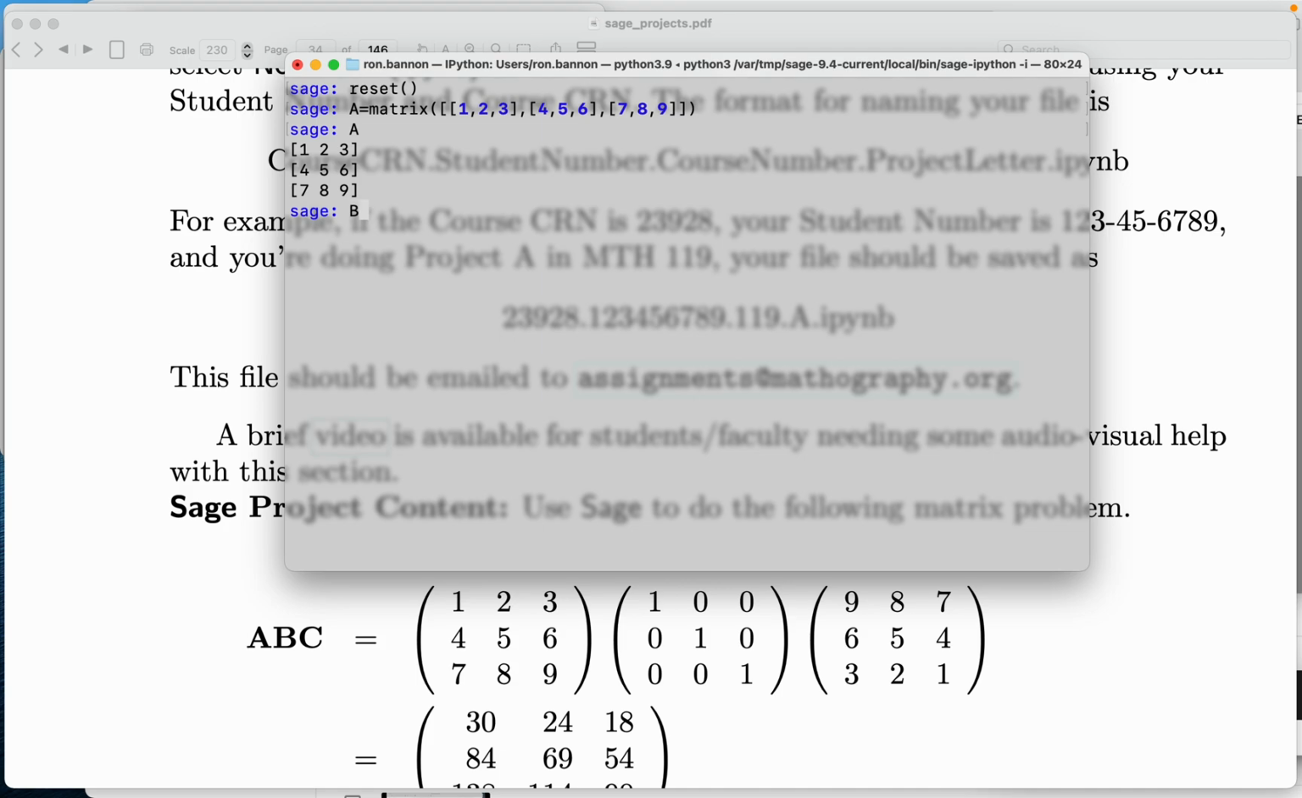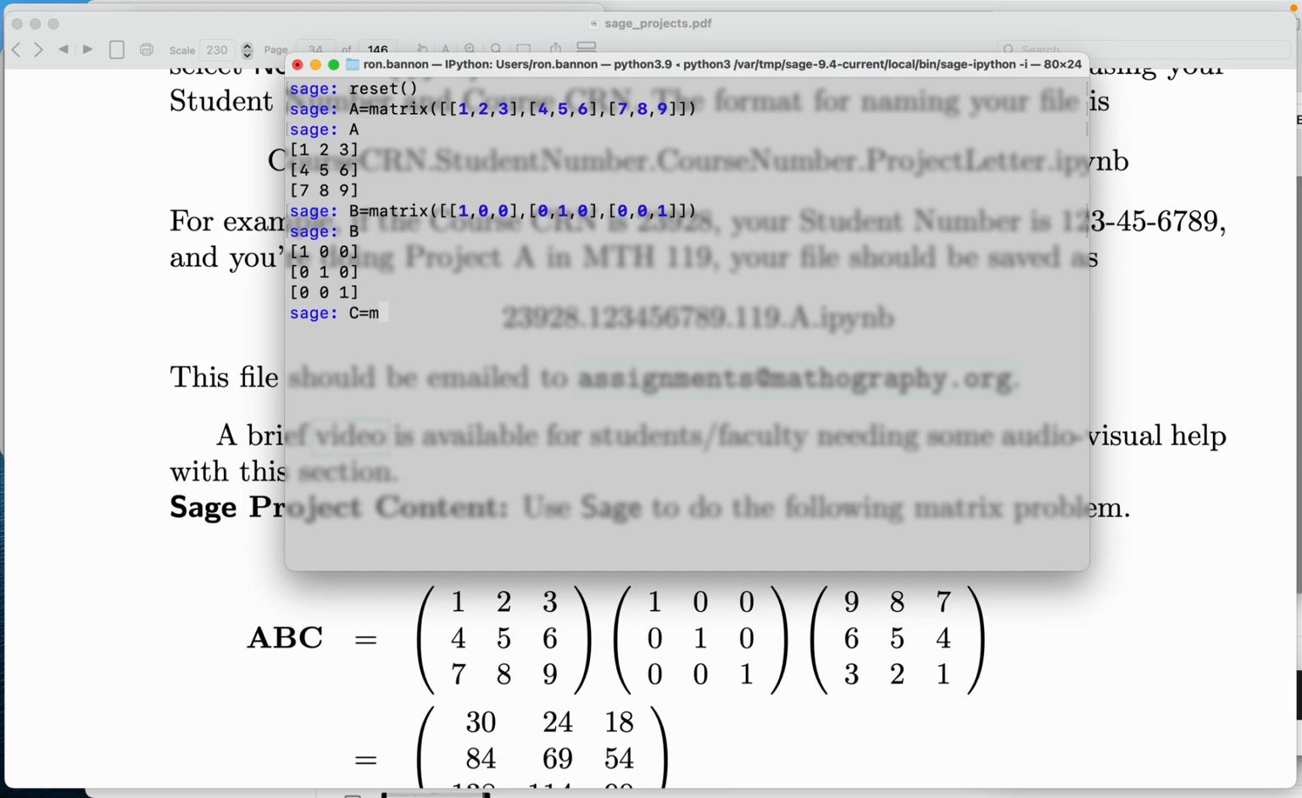Let me type in B. What's B? B is also a matrix. And what's that matrix going to be? Well, it's got a row, which is 1, 0, 0. It has another row, which is 0, 1, 0. And it has another row, which is going to be 0, 0, 1. Okay, you got that? You got a matrix. Let's display B, see what we get. I'm getting it.